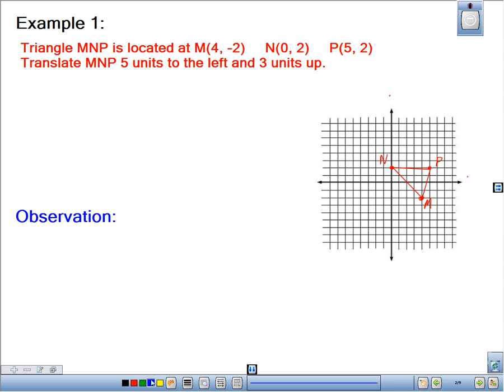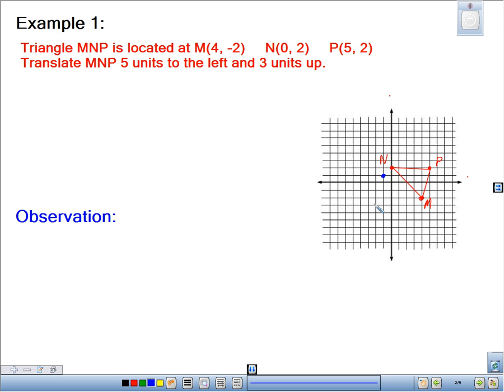The easiest way to do this is to move the actual vertices, the corners, and then draw in your lines again. So let's start with M. I'm going to go 5 units left and 3 units up. So here's M. I'm going to count 5 over. 1, 2, 3, 4, 5. And then we're going to go 3 up. 1, 2, 3.